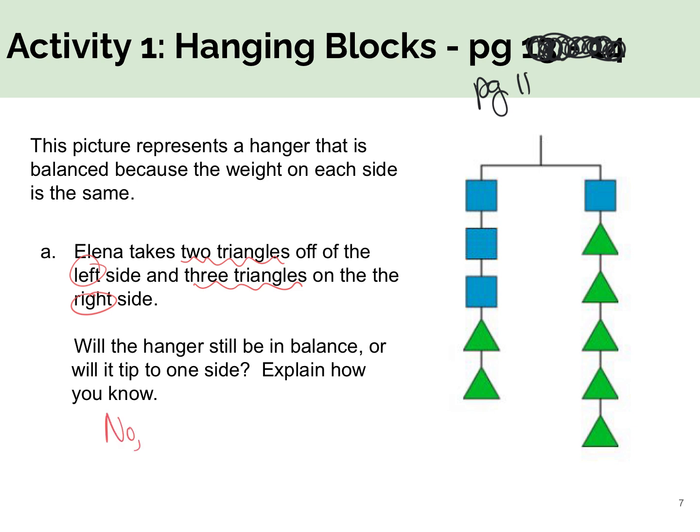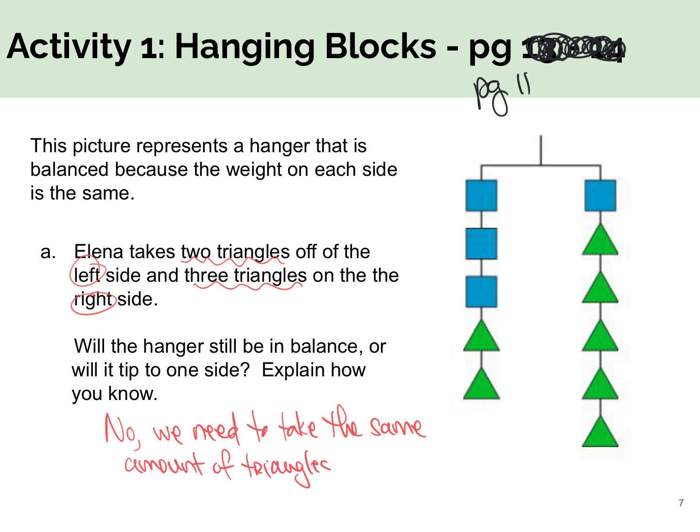No. We need to take the same amount of triangles off on both sides. So this is kind of the thing about a hanger, is that we want to make sure that the hanger stays balanced. So whatever we do to one side of the hanger, we have to go ahead and do it to the other side of the hanger.